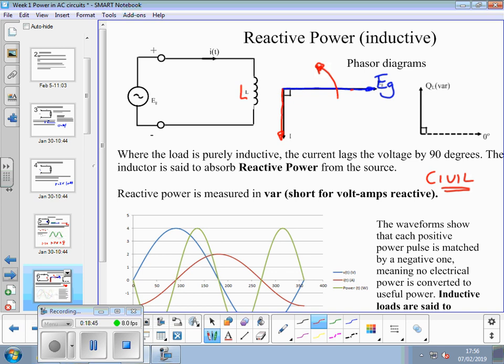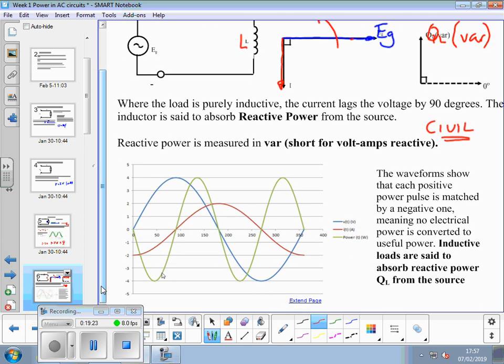So what we get with a pure inductance is what's called reactive power. We use the symbol Q. So we've got this QL measured in VAR, all lowercase, which stands for volt amps reactive. Now, the inductor is said to absorb reactive power from the source.